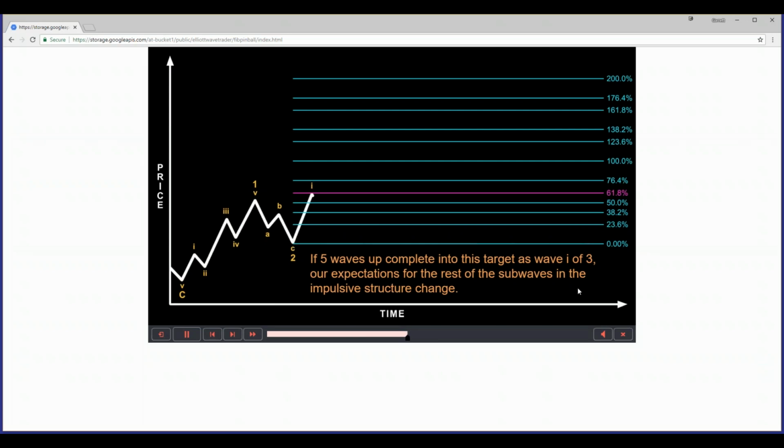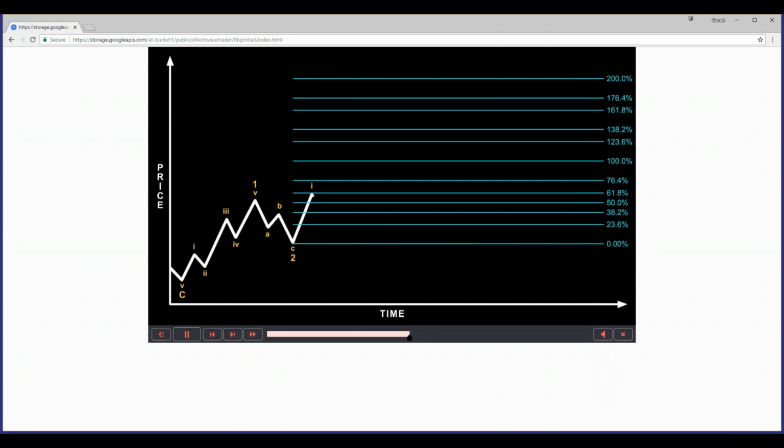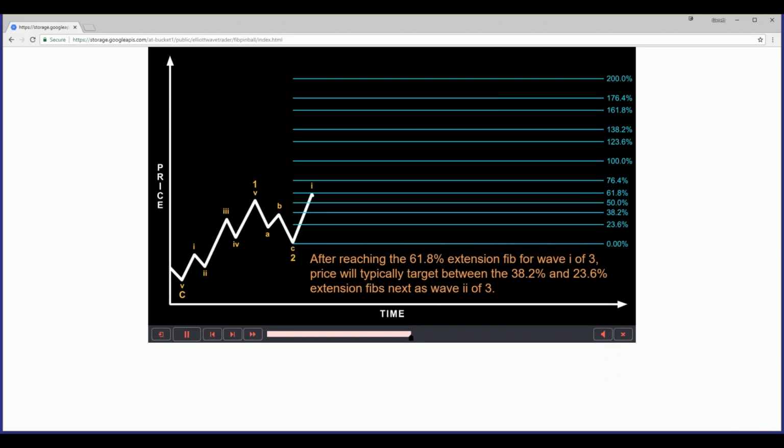So those are the 2 common targets that you'll see for wave 1 of 3. Either stopping at the 382 extension or pushing a little bit further to the 618 extension. So if your wave 1 of 3 targets the 618 extension, that changes the rest of the targets a little bit going forward. And these are the 2 most common standard Fibonacci pinball scenarios that you're going to see. The majority of impulsive structures obey these fibs. We will go at the very end over what happens when it extends beyond that.